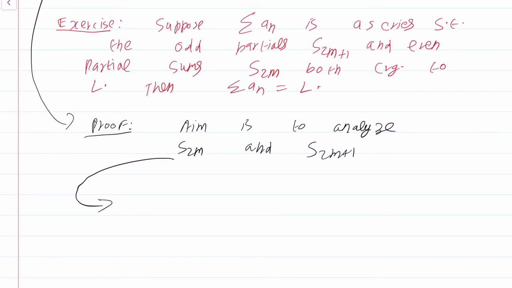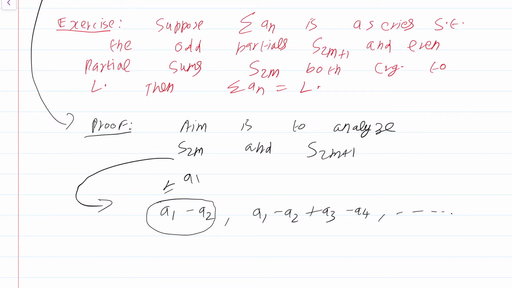So what is S2m going to be? The first term is a1 minus a2, then a1 minus a2 plus a3 minus a4, and so on. Now observe the following. This a1 minus a2 is certainly going to be less than or equal to a1, right? Now when you are adding back a3, it is certainly less than a2 in absolute value. So I have subtracted a2 but added back something of value less than a2, then I'm subtracting a4 again. Whatever happens, this is also going to be less than or equal to a1.